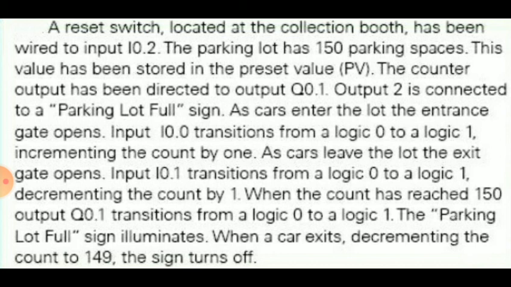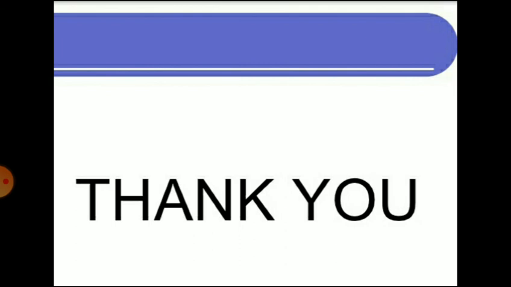When the count has reached 150, output Q0.1 transitions from logic 0 to logic 1. The parking lot full sign illuminates. When a car exits, decrementing the count to 149, the sign turns off. This is a very good example for the CTUD, that is the up and down counter. So this is regarding the timers and counters used in PLC.